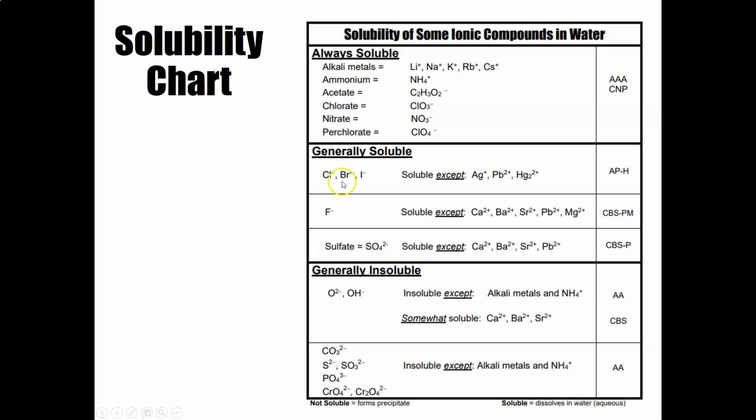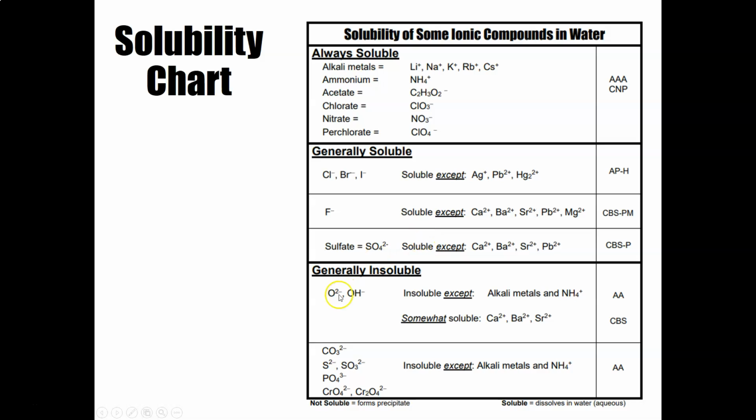If we have chlorine, bromine, or iodine, it's probably soluble. Lots of them are going to be soluble unless one of these are present. If you have silver chloride or silver bromide or silver iodide, it will be insoluble. Okay, if that silver is there, that is an exception to this soluble rule. Lead chloride, lead bromide, lead iodide, also insoluble. It breaks this solubility rule. It is an exception.